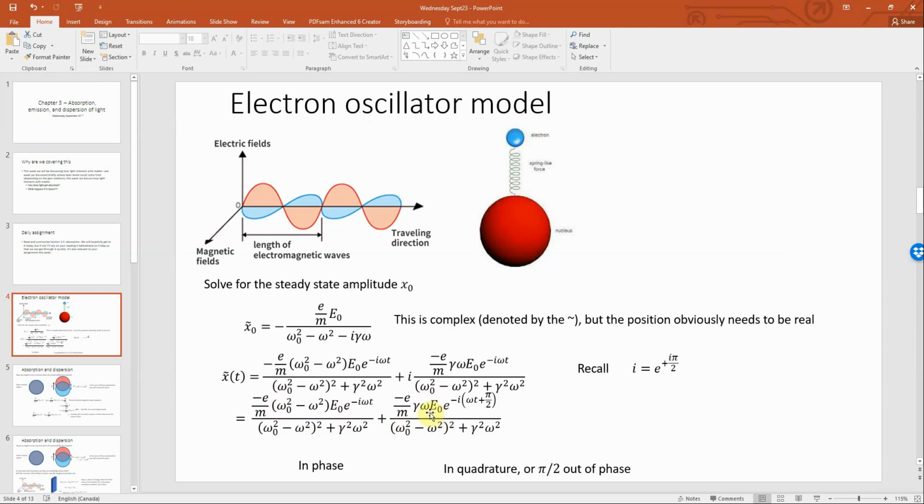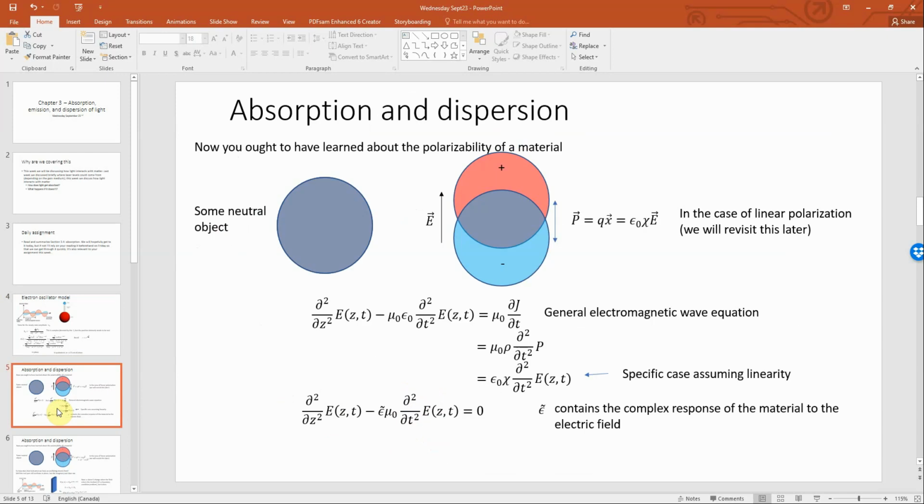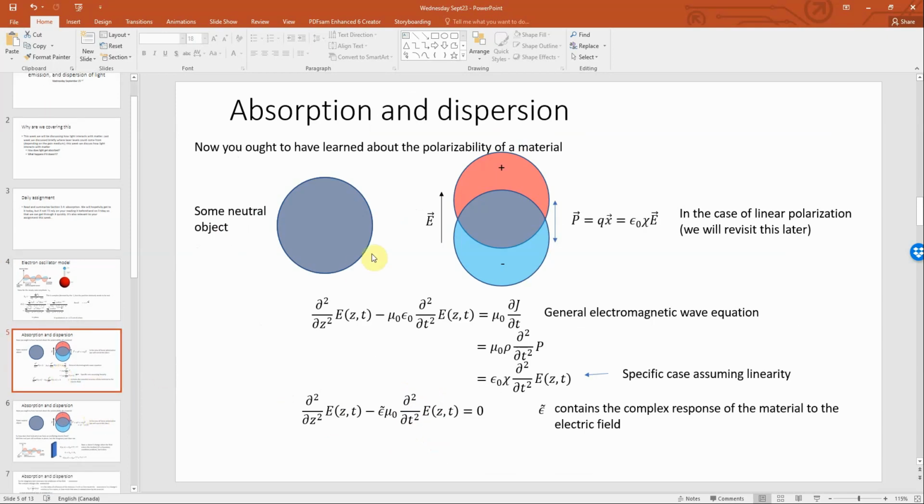So what does that mean about how this light is going to interact with this material? And that's what takes us to absorption and dispersion. You should have learned by now about the polarizability of a material. If you've taken electromagnetic theory last year, you've definitely learned about this, and I talked about this in electromagnetic waves.